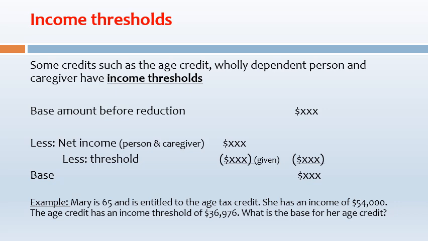We'll run through it with an example, if none of that made any sense. Here we've got Mary. She's 65 years old. She's entitled to the age credit. She has an income for the year of 54 grand. And for the current year, the age tax credit has the income threshold that I've listed right here. So we need to figure out what the base is for her age credit for the current year. We'll do that in the next slide.